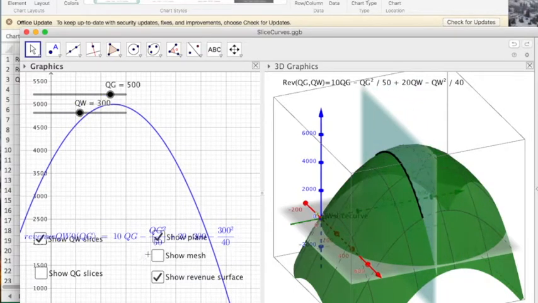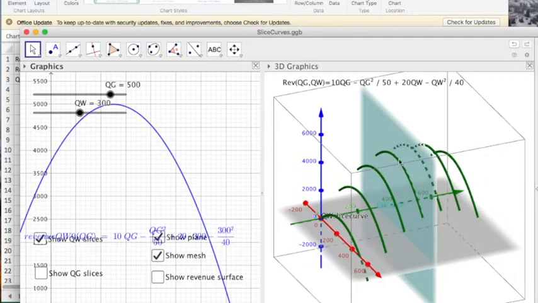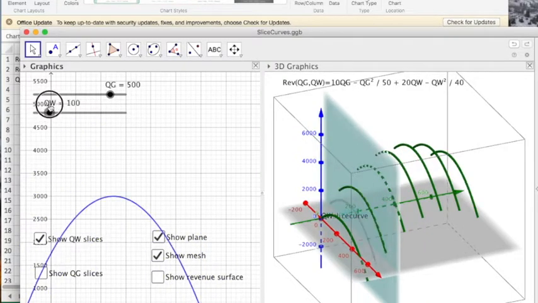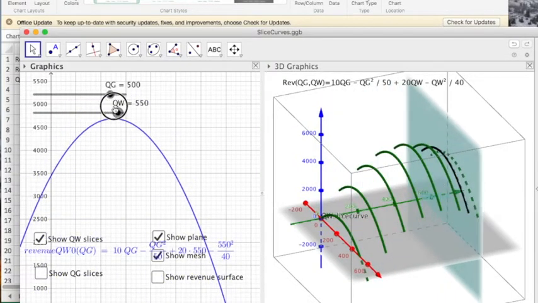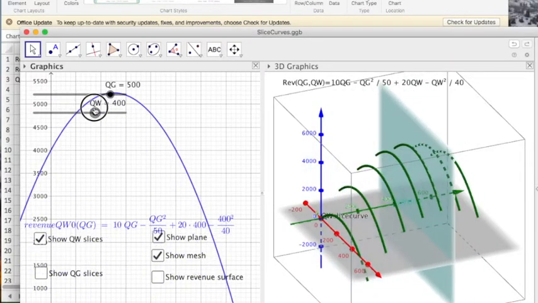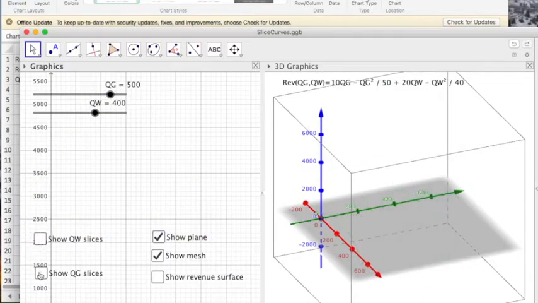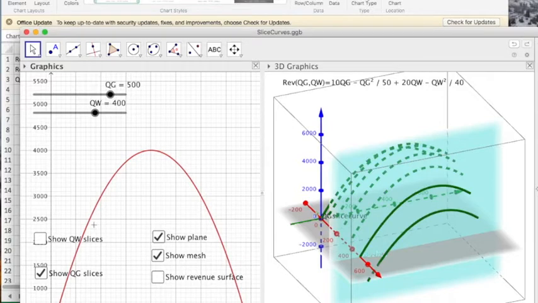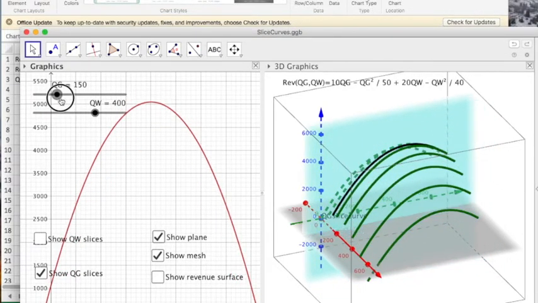I can build that into a mesh, and if I remove the surface, I get a good idea of what's happening with the surface by looking at these functions of one variable, which I already know how to deal with. I just plot them in the appropriate plane. If instead of doing the slices when the quantity of widgets is fixed, I now fix the quantity of gizmos, and I'm going to look at the slices the other way.